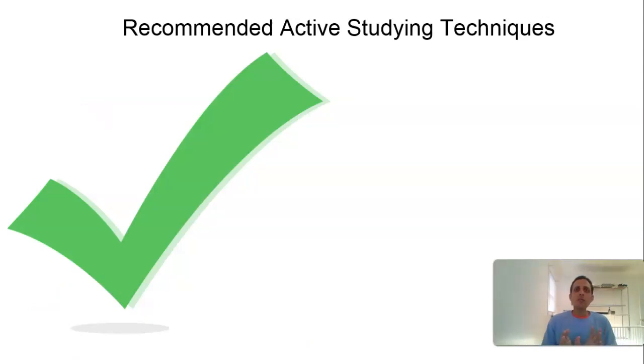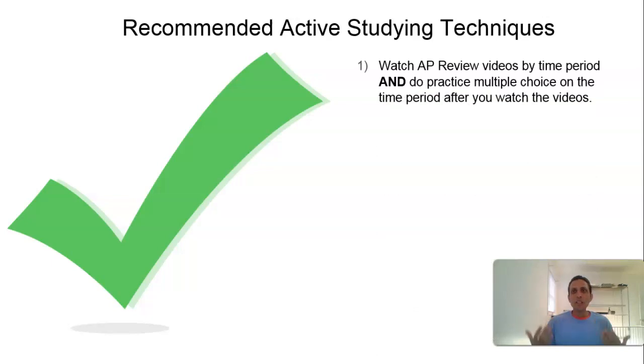So here are some more recommended ways to study. My first one is to use AP review videos. I made a bunch of videos by time period. There's a lot of other history teachers and just YouTubers in general who've made some really good history videos. Specific ones for AP US history are out there, like Heimler's History and some other review videos that are excellent.